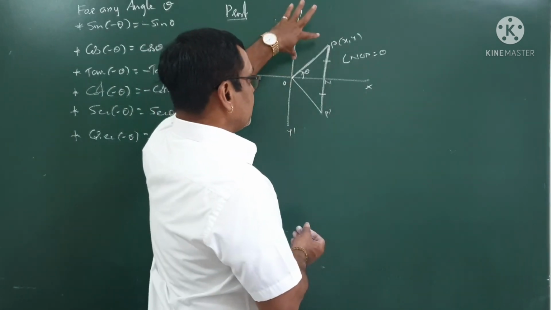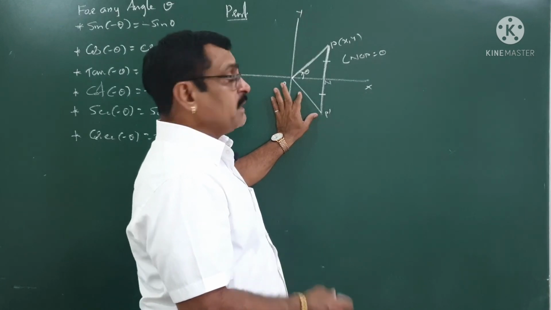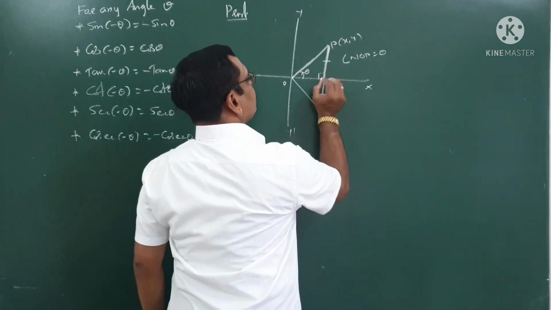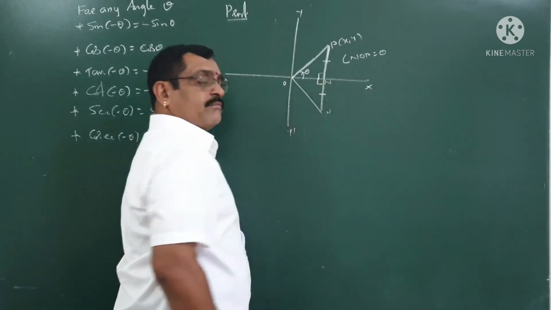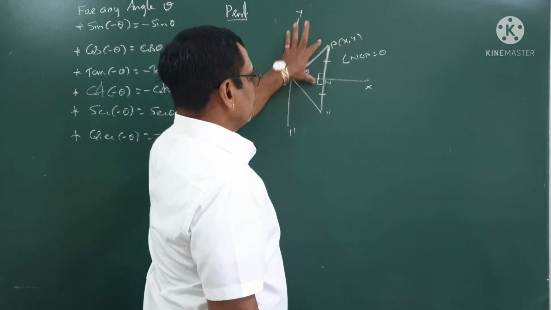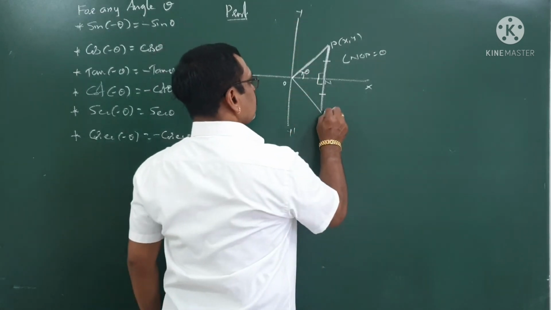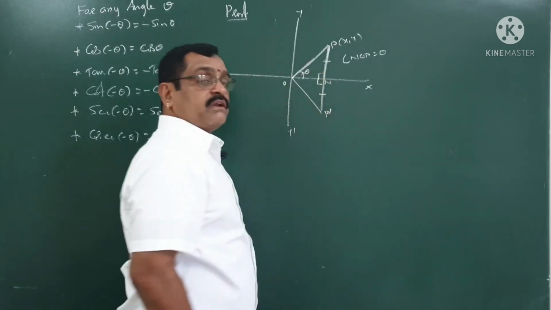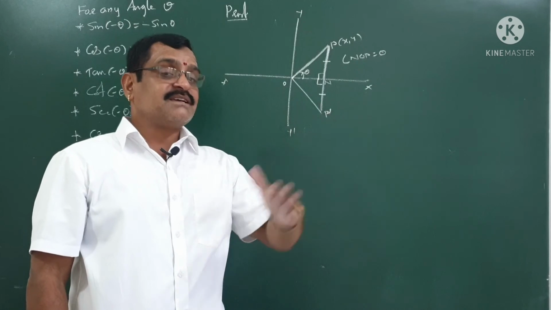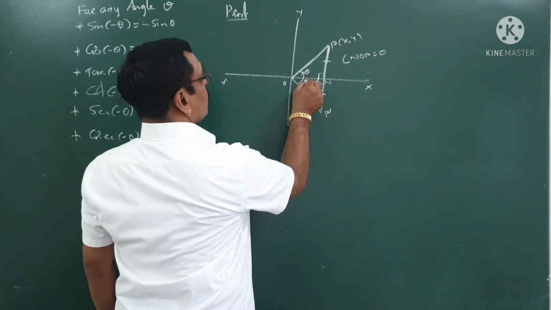How? Because OP is equal to OP prime. The next one is, this is angle 90, this is also angle 90. And by the construction, PN is equal to P prime N. So these two are congruent. So the two triangles are congruent, corresponding sides, corresponding angles are equal. Therefore, this angle is also theta.